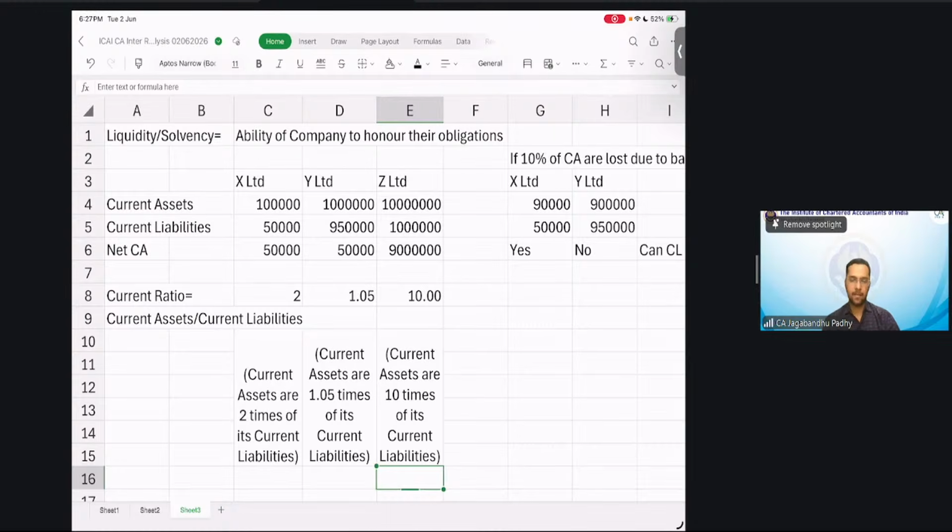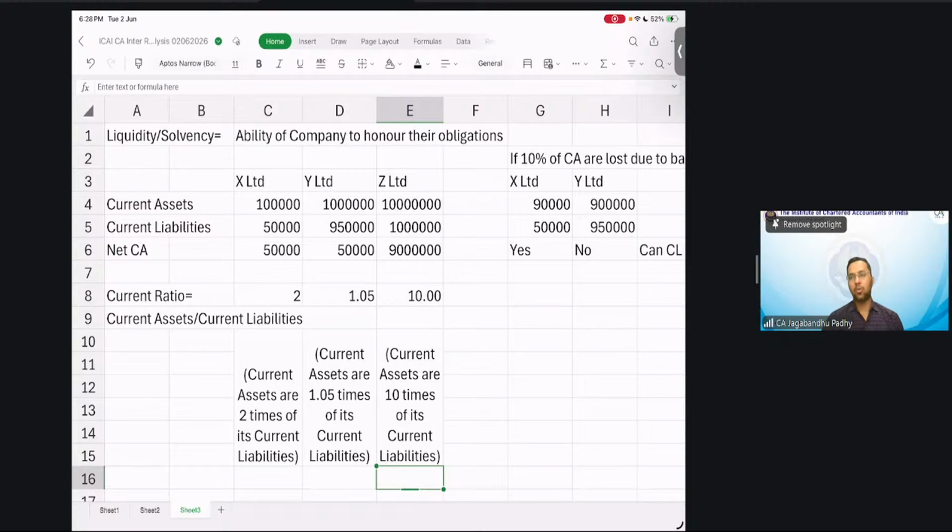So what do you feel? Is it good about this company Z? What about the liquidity that the company Z is having? Very high liquidity, right? So good level of liquidity is there with the company. But do you sense any problem in such situation, guys? Yes. What's wrong? A very high current ratio.